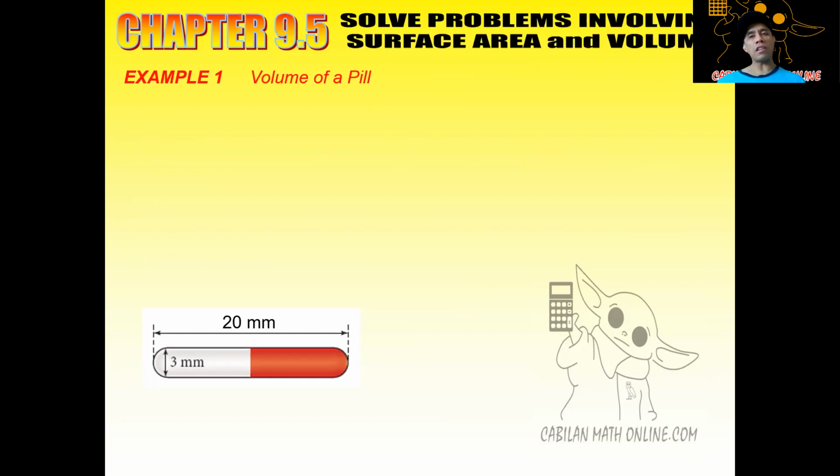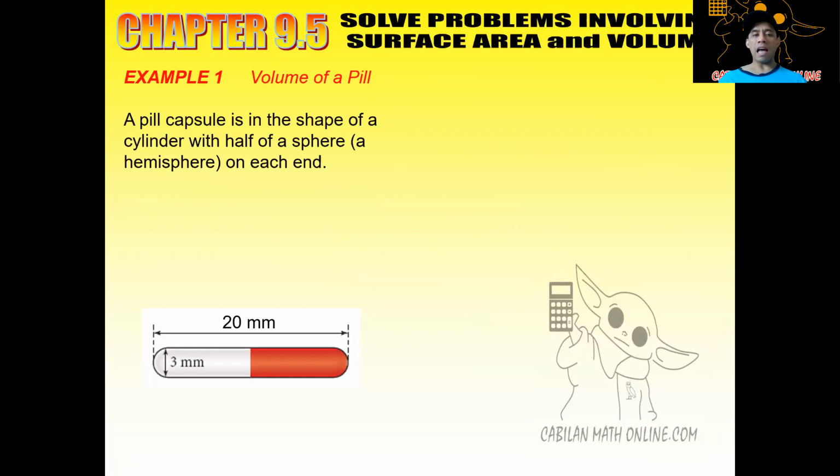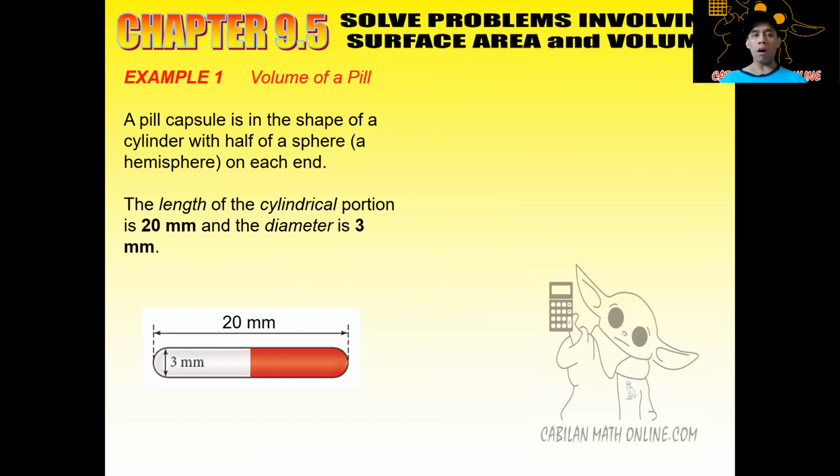After this lesson, you should be able to navigate these kinds of problems. So the first thing we're going to look at is the volume of a pill. The pill actually consists of two shapes, a cylinder and a half of a sphere on each end. We want to calculate the total volume of the pill. Just double check the units: they are all in millimeters, so we don't need to do any conversions.